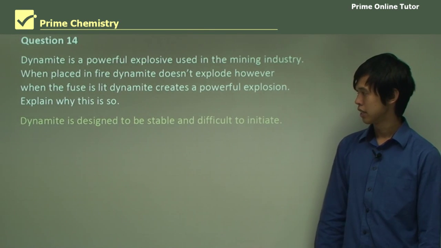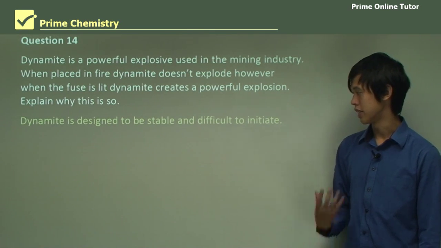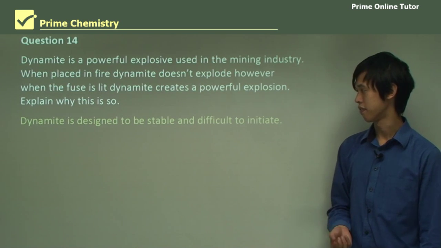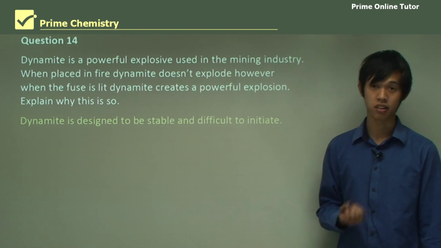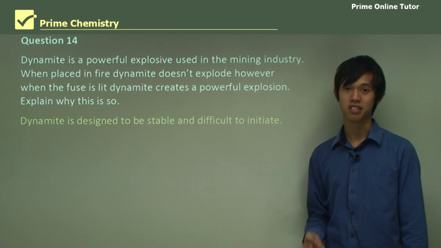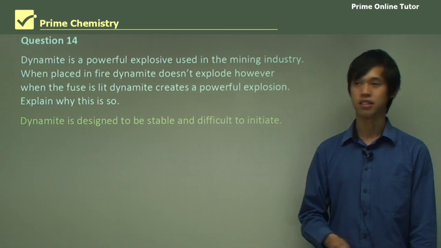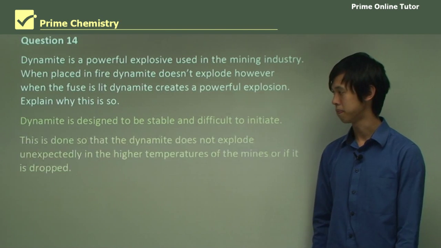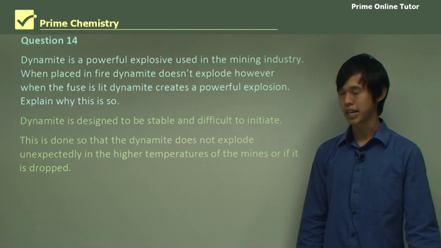So dynamite is designed to be stable and difficult to initiate. So dynamite is designed not to explode. Again, that sounds really counterintuitive because dynamite is explosive, but it's designed to be stable and not explode. So why do we do that?